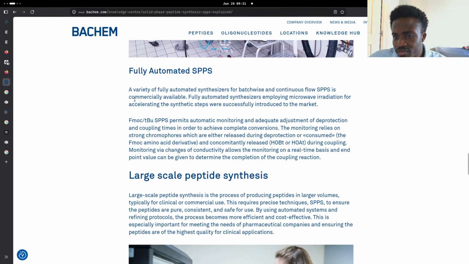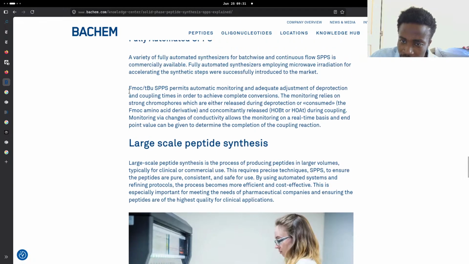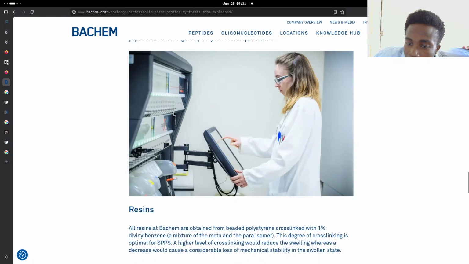Now, fully automated SPPS. Yes, this is what we do in a lab. We do not manually do all this stuff. We just have computers that allow us to program the reaction for n number of residues in the sequence, right? For the entire sequence, no matter how long it is. For a sequence of length n. Anyway, large scale synthesis, blah blah blah.